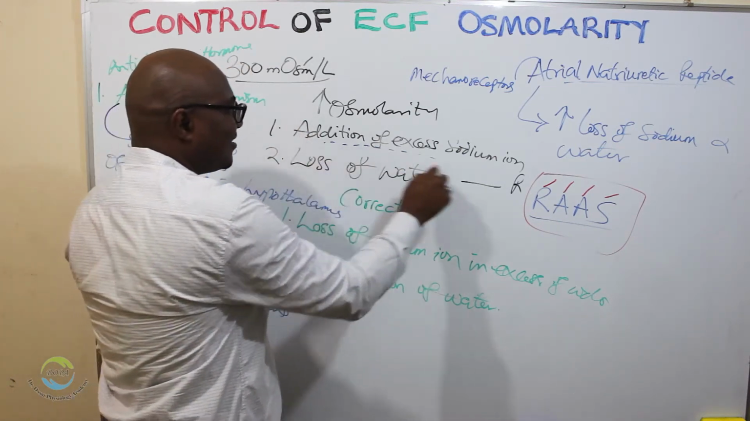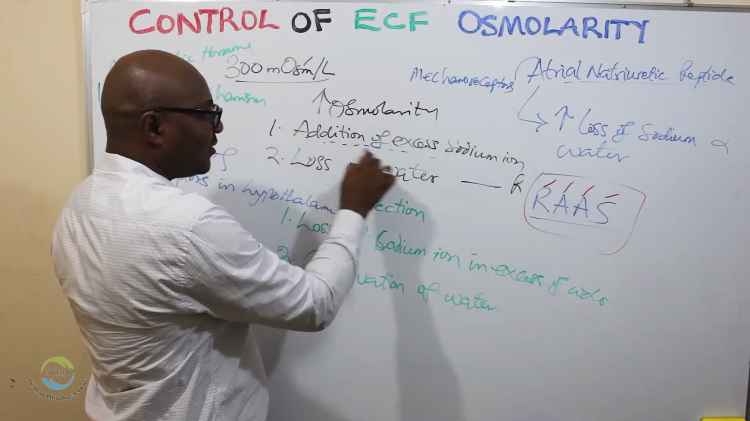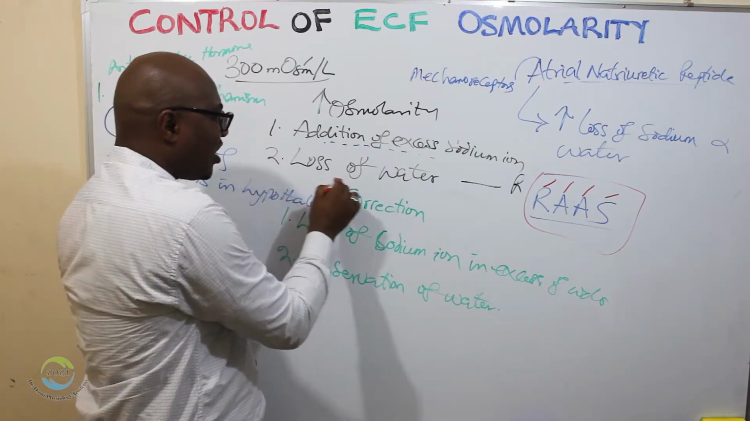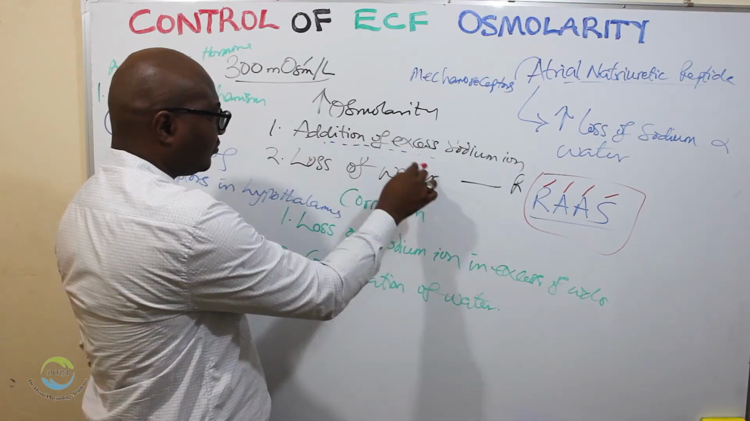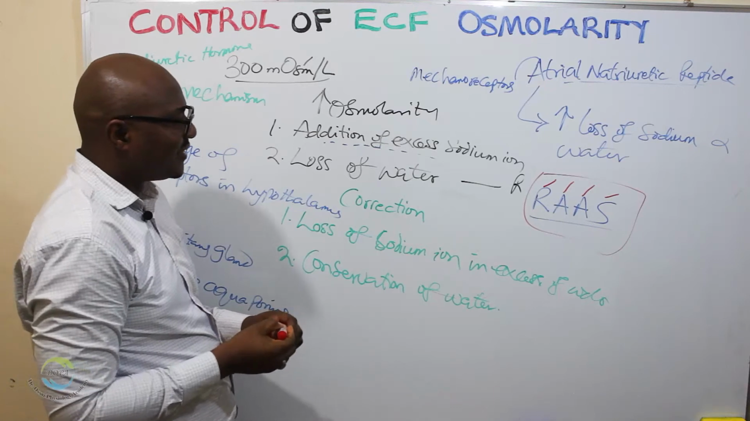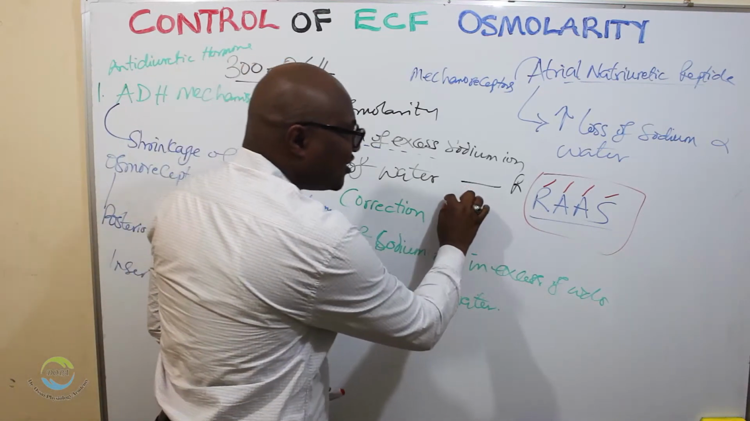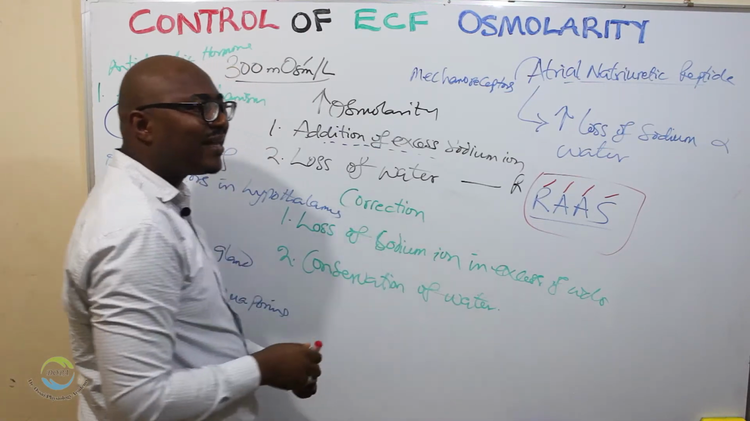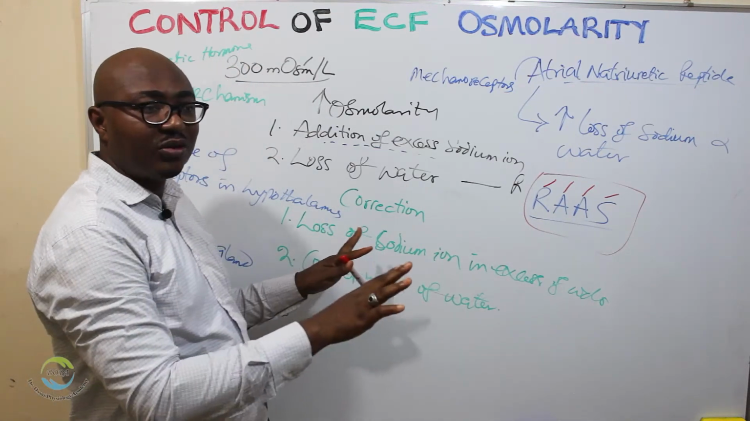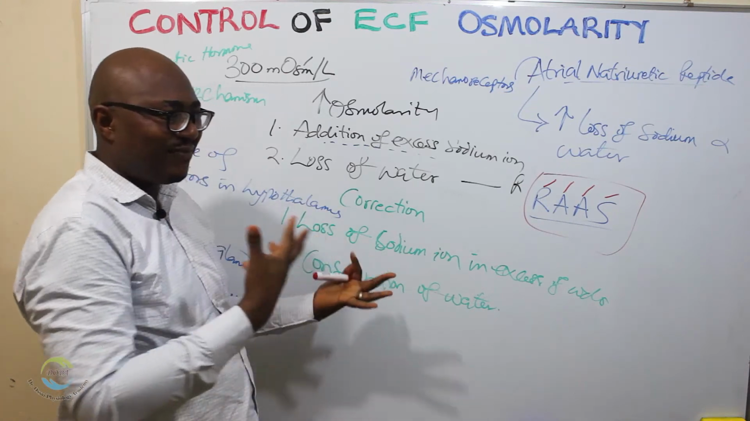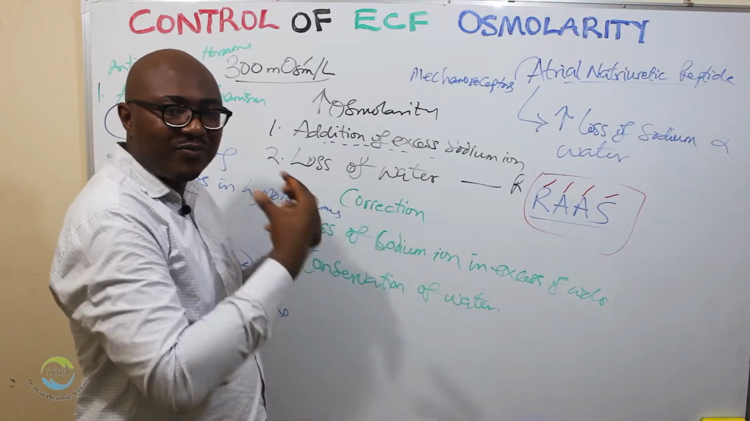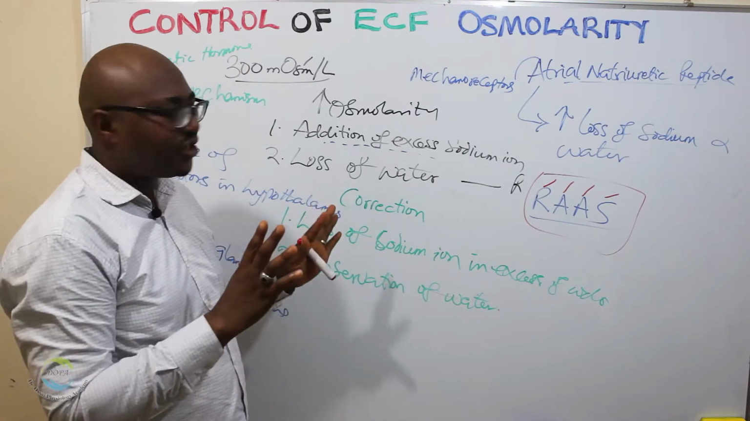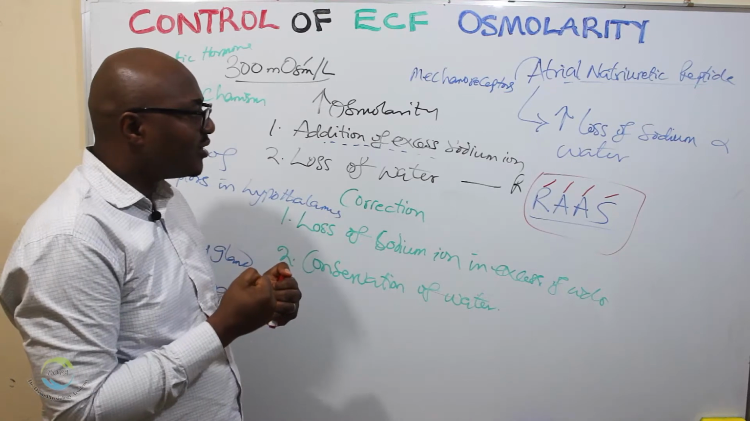Remember, we started with increased osmolarity from the addition of excess sodium. Now, when there is loss of water, what happens is that there is now reduced blood pressure. And the body cannot cope with reduced blood pressure. When there's reduced blood pressure, it affects the organs. There's not enough delivery of blood to the organs and tissues of the body. Blood supply is reduced.